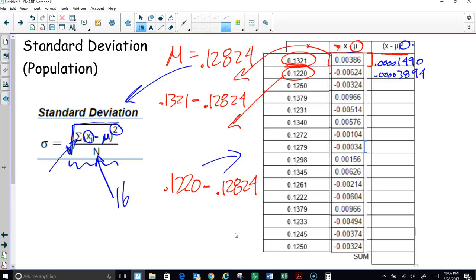And we're going to do that for all the rest of them here. We're going to square these values using our calculators. Take a moment, pause it, and take care of that. Make sure you know how to do it. Make sure you're getting them right. You'll be able to check it against what I have in a few moments after you pause it.